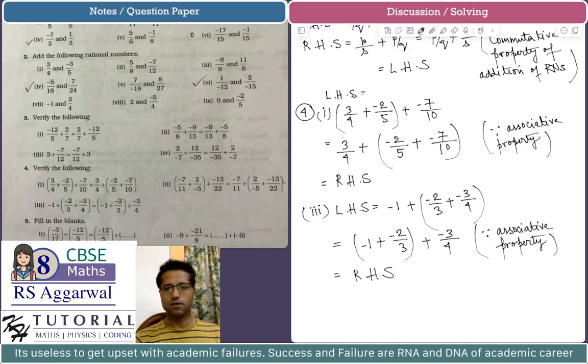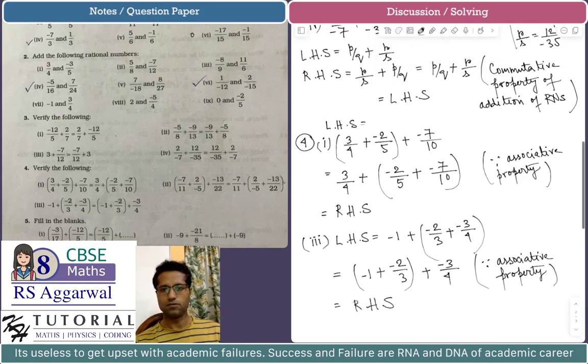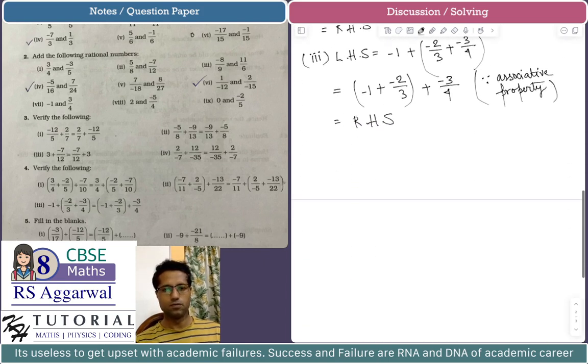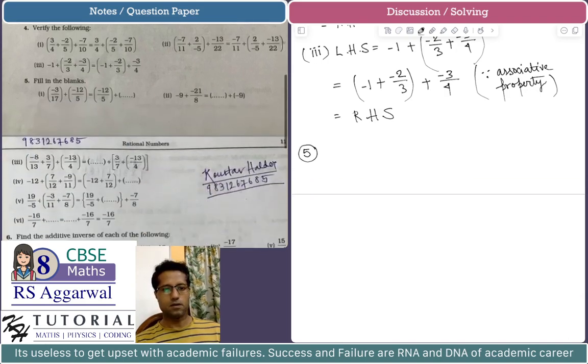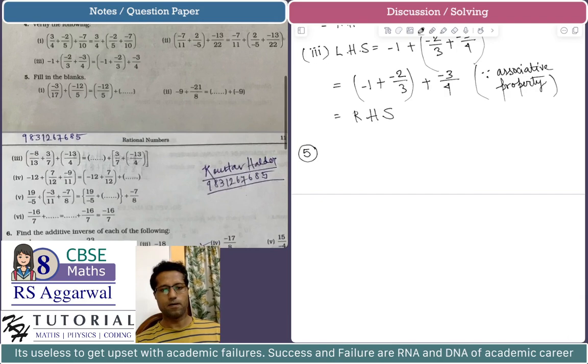Okay, let's move on. I hope you are pausing the video and taking screenshots if you think it will be beneficial for you as a future reference. Let's move on to question number 5. These are fill in the blanks questions. These are also based on the application of properties of addition and subtraction, that is associative law and commutative law, mainly associative law and commutative law. Okay, so let's do the first part, part 1.